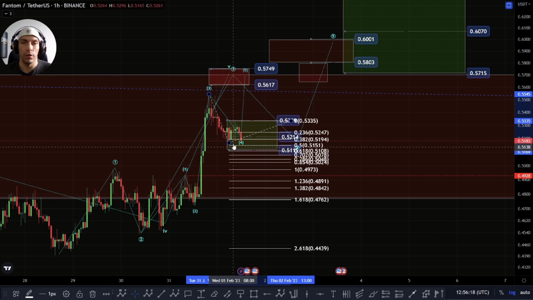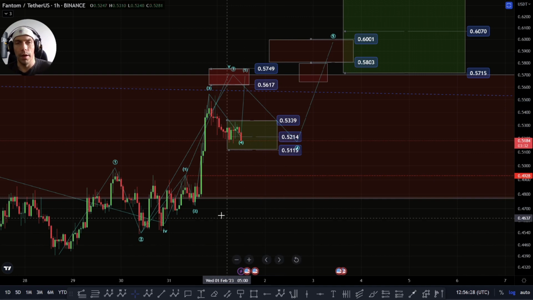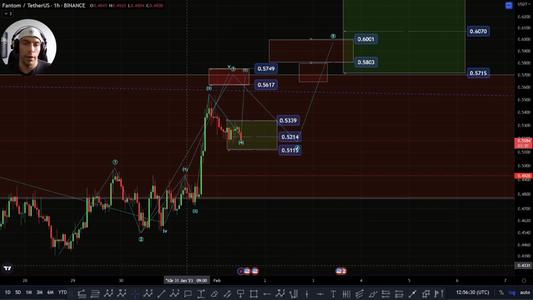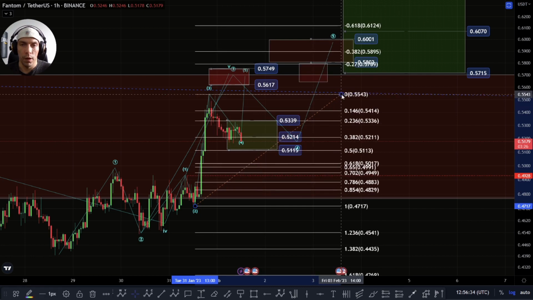Then we could potentially look at this as a diagonal and a 1-2, and then a deeper move for that 1618. However, it is also possible we could find support if this is extending again. The area we'd be looking for, if we're looking for that support to come in, would be here at this 50% 5113 to this 786 really, this 4883.